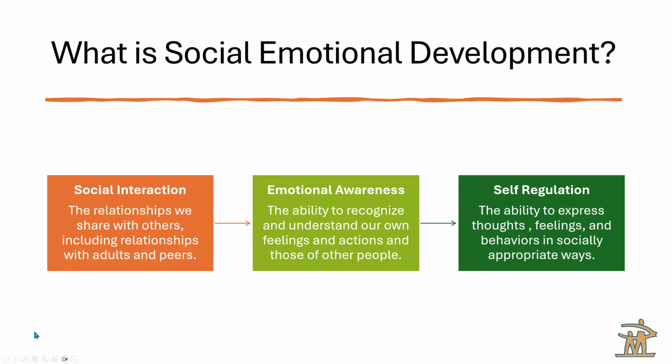So we're going to look at these 3 areas of social emotional development. The first one is social interaction. This is the relationships we share with others, including relationships with adults and peers. The next one is emotional awareness, the ability to recognize and understand our own feelings and the actions of other people. And self-regulation, the ability to express thoughts, feelings, and behaviors in socially acceptable ways.